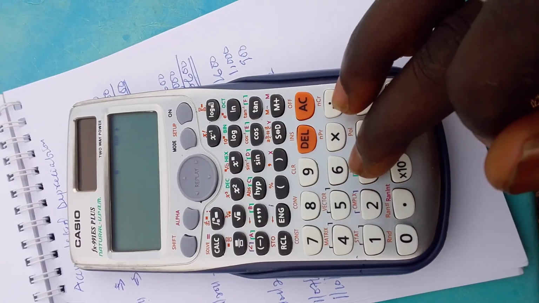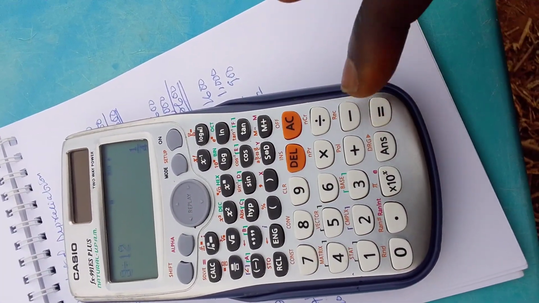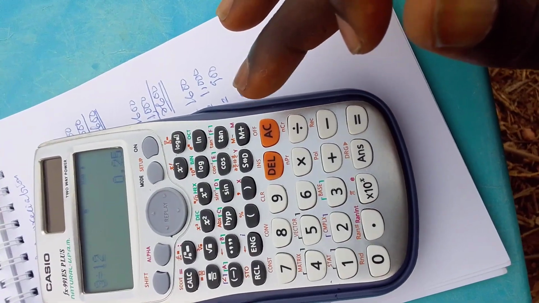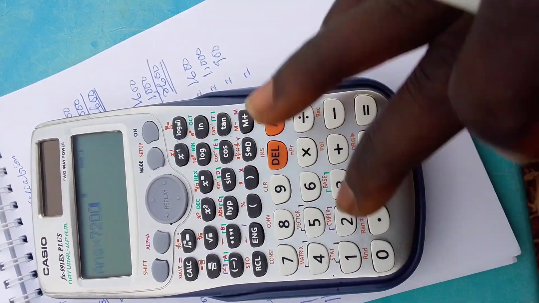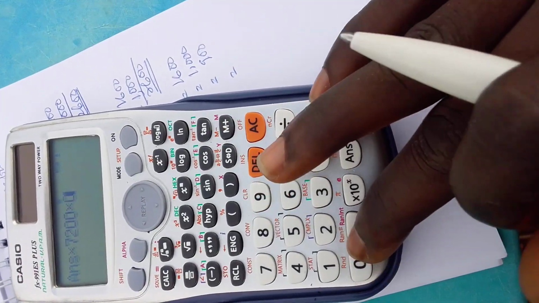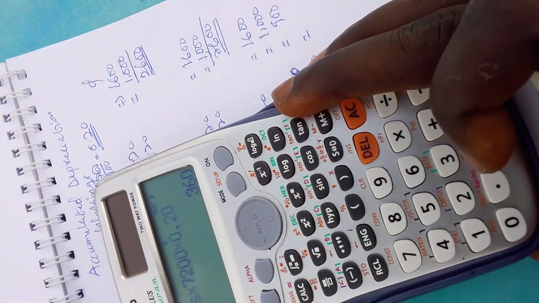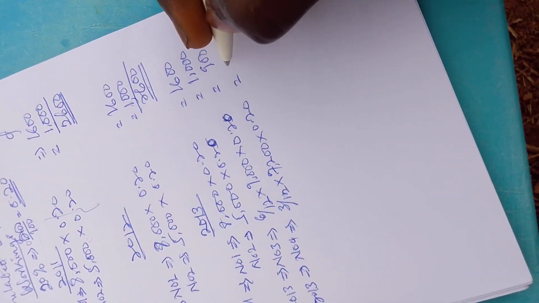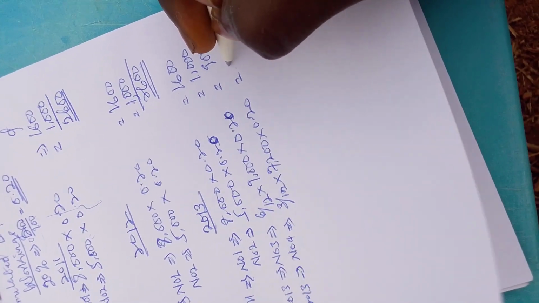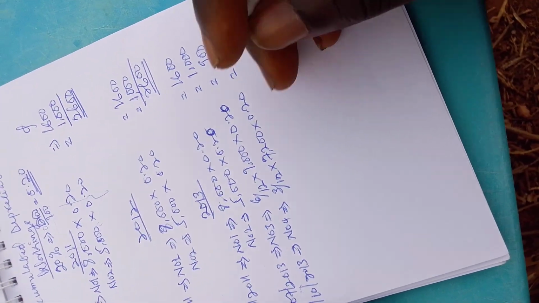So 3 divided by 12 gives us 0.25, multiplying 7,200 by 0.20, which is going to give us 360. So that's the value of the asset when it's depreciated. This is the depreciation of the asset, 360.